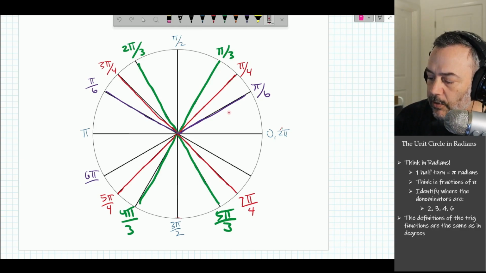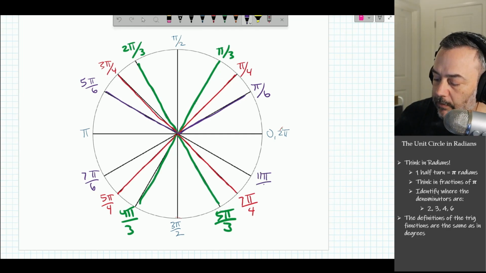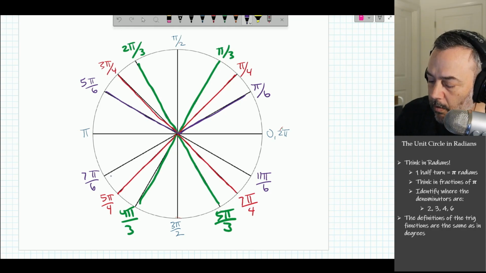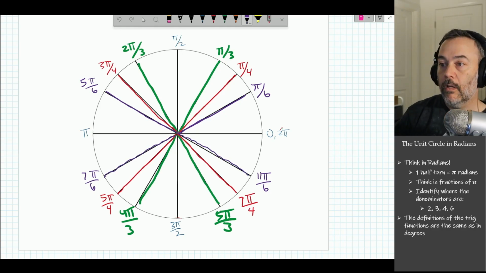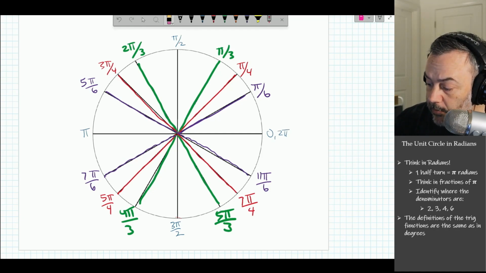Let's see. This was 1, 2, 3 pi over 6. 4 pi over 6. 5 pi over 6. 6 pi over 6 is pi. 7 pi over 6 is there. 8 pi over 6, 9, 10, 11 pi over 6 we don't have yet. And we're done. These are the standard 16 angles that you have to memorize in radians.